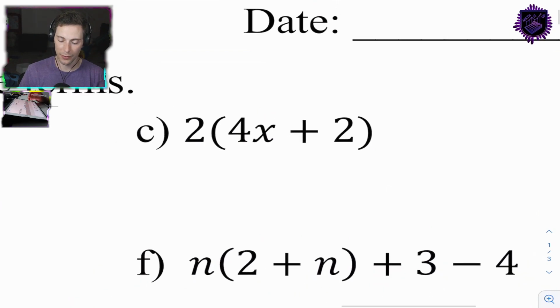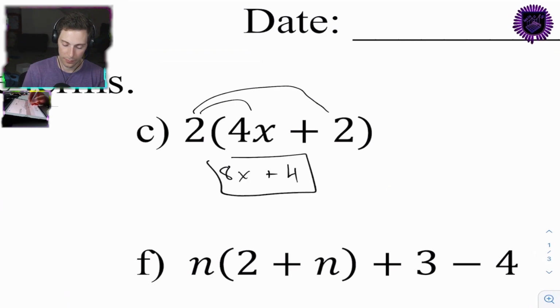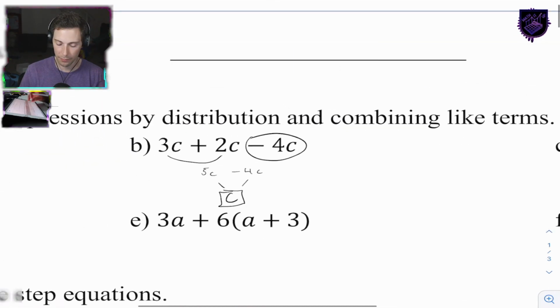Distribution. So you have the distributive property in this one. I'm going to multiply 2 times 4 and 2 times 2. 2 times 4x is 8x. 2 times 2 is positive 4. That's our answer, 8x plus 4.